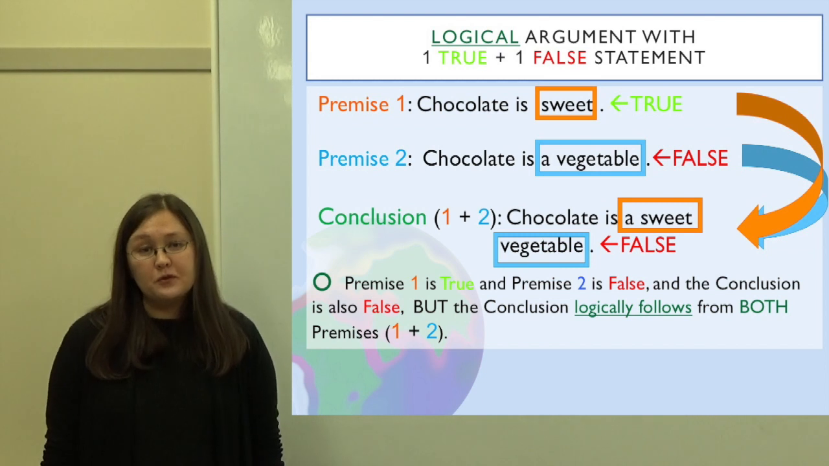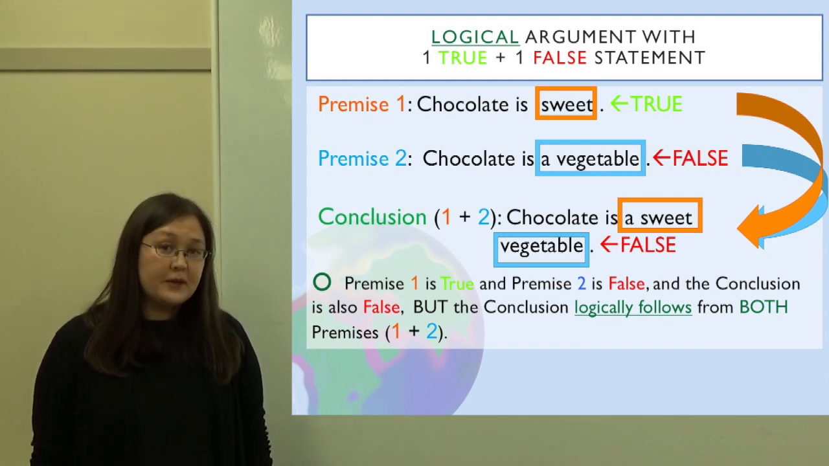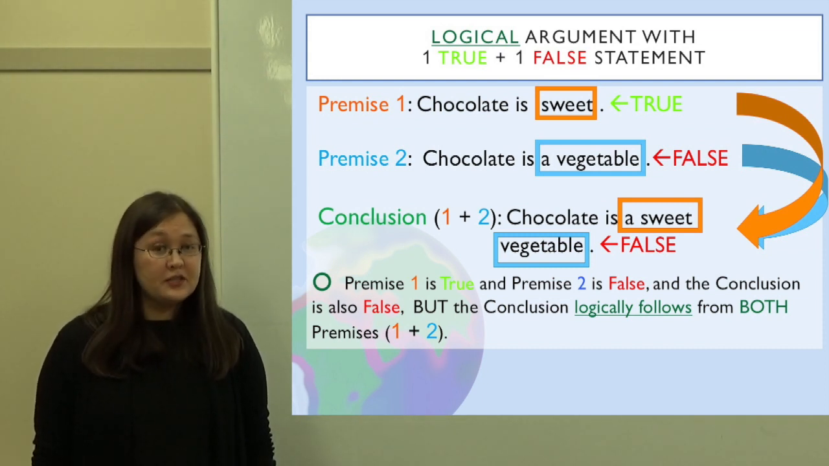Let's look at another example. Logical argument. 1 true statement and 1 false statement both go into the conclusion. Premise 1. Chocolate is sweet.